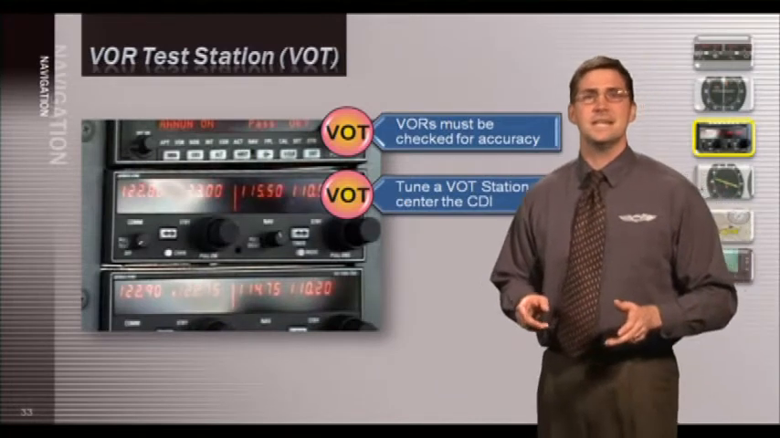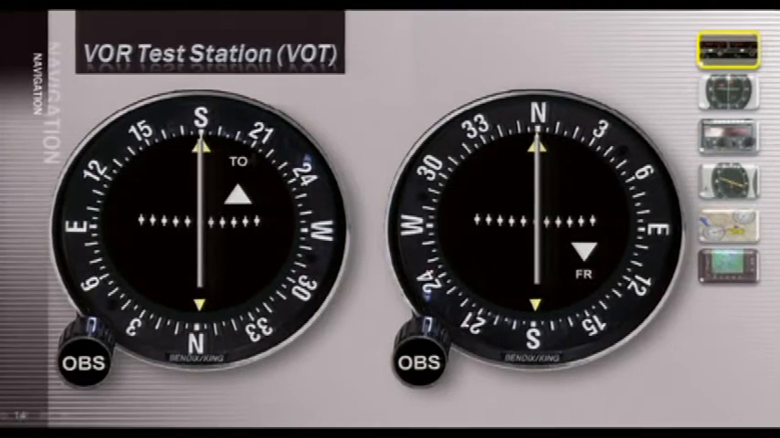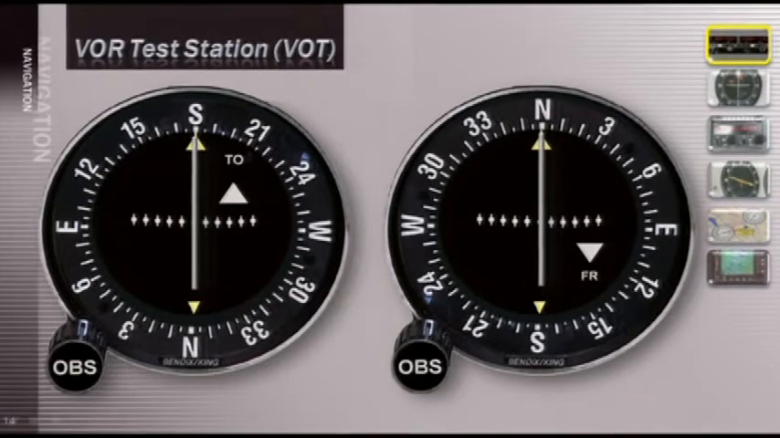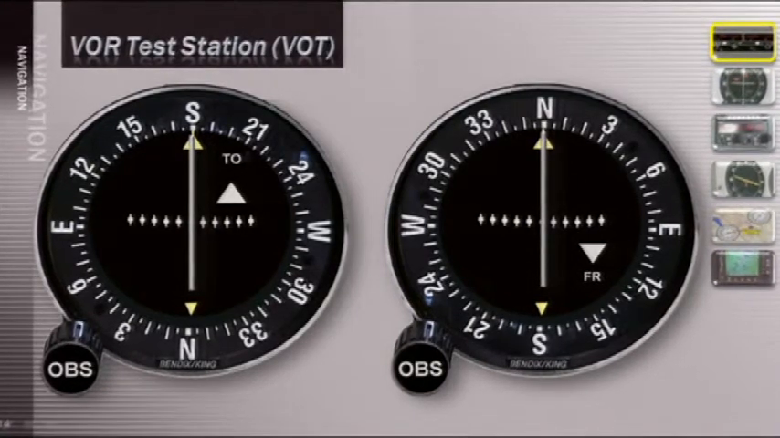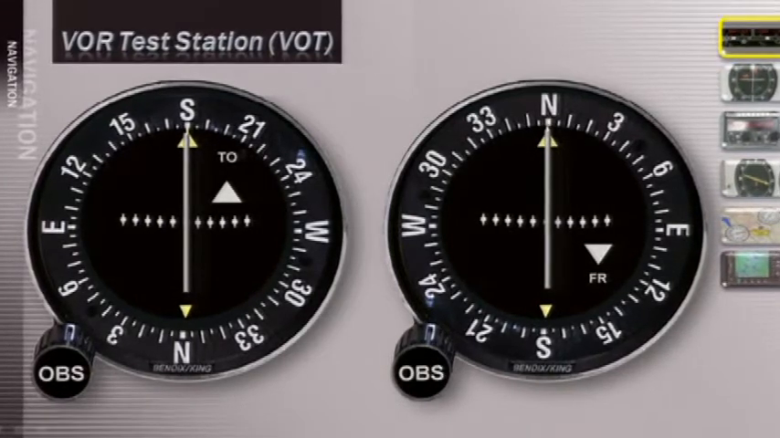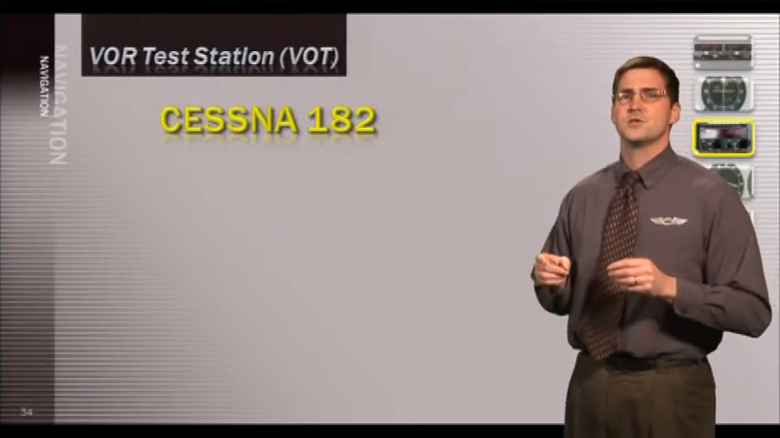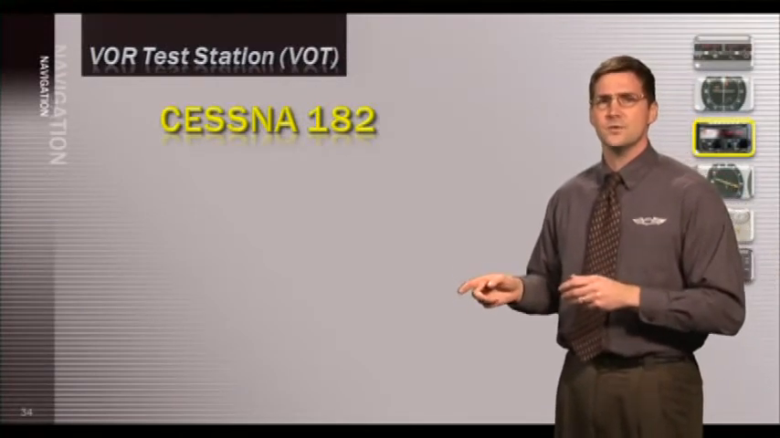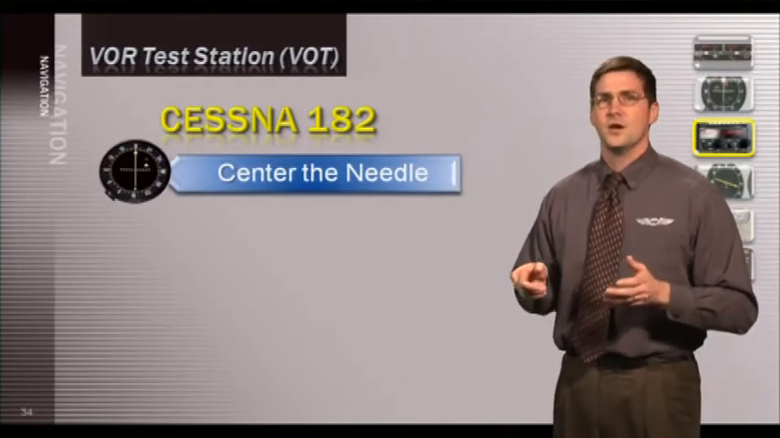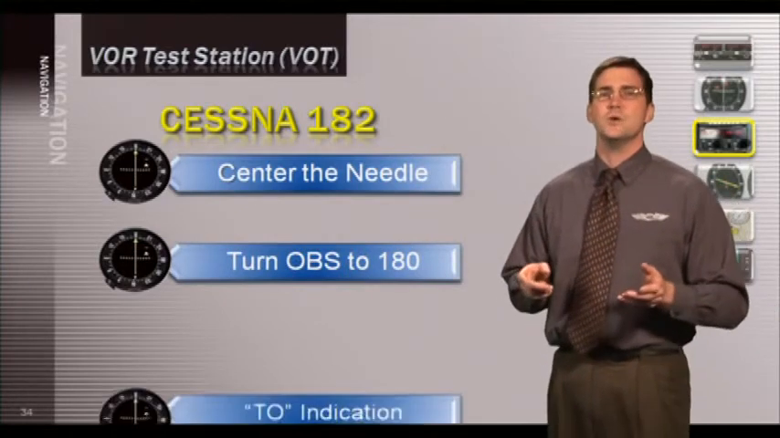Then center the CDI by turning the OBS. The OBS should read 360 degrees from or 180 degrees to. There is an acceptable error of plus or minus 4 degrees with these readings to still be considered usable. A helpful mnemonic to aid you in remembering how to use the VOR test frequency is to remember Cessna 182. Here's what we mean. Center the needle, C for Cessna, 180, turn the OBS to 180, and 2 equals a 2 indication.